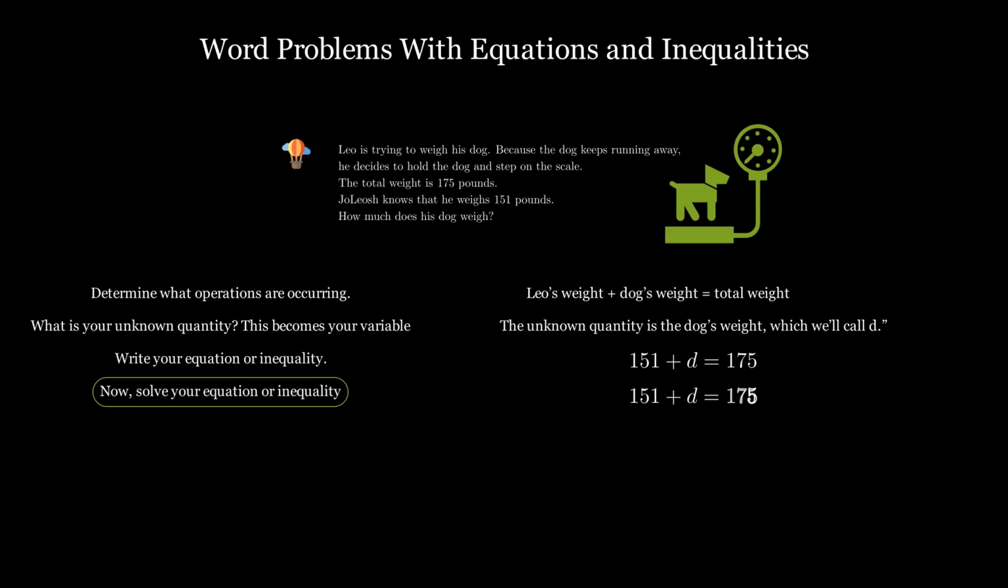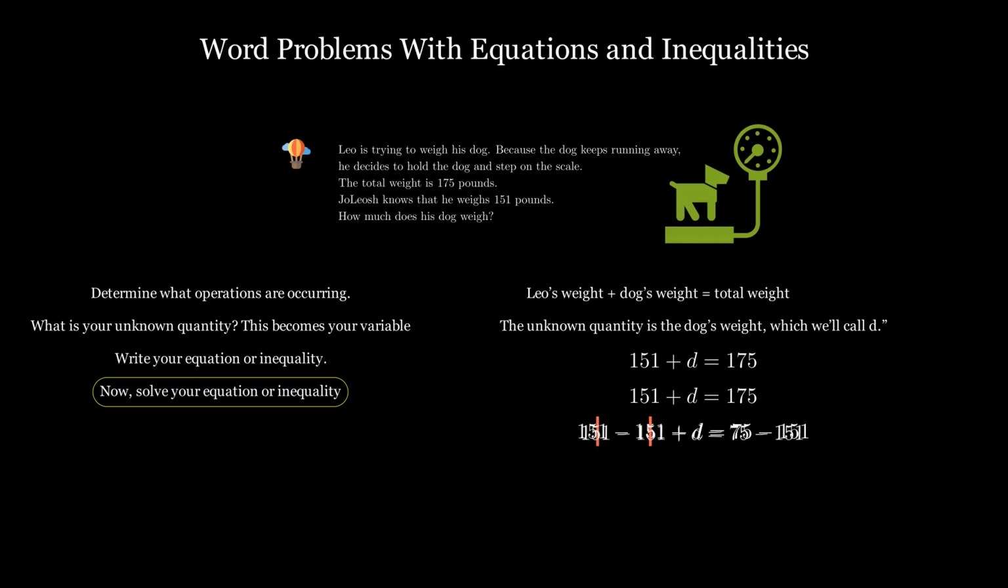To find the value of D, we need to isolate it on one side of the equation. Right now, it's being added to 151. So to undo addition, we do the opposite. Subtract 151 from both sides of the equation. And mathematically, we can write this as 151 minus 151 plus D equals 175 minus 151.